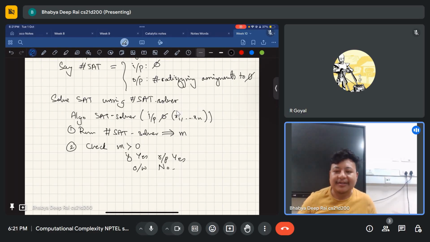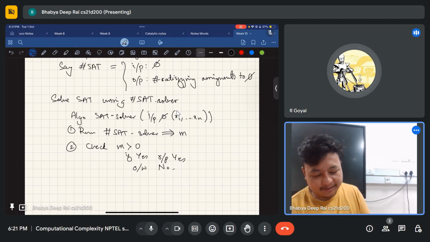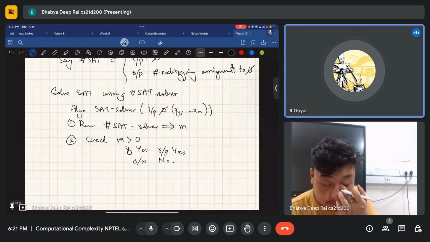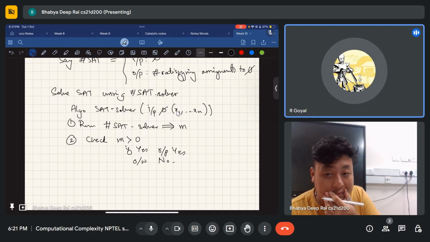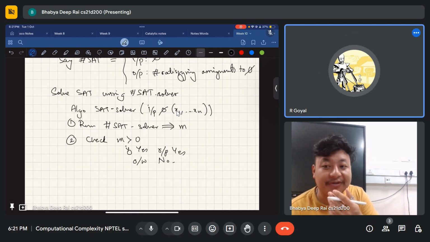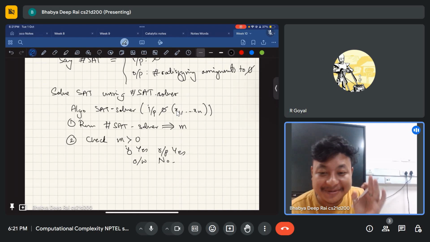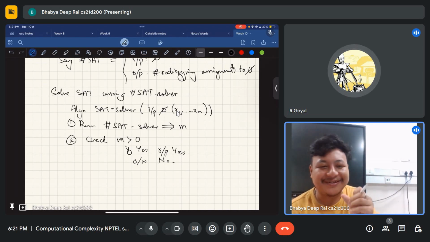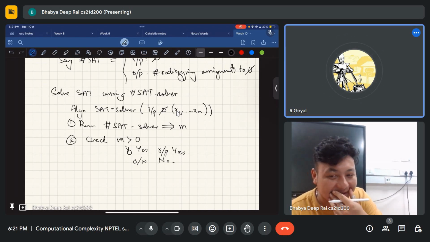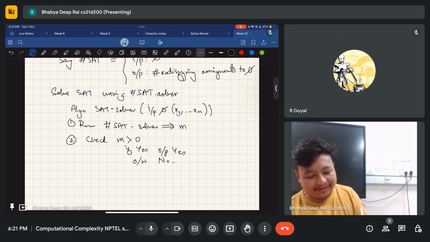Now, if you have an efficient SAT solver, then you can solve #SAT also easily. Sorry, I mean if I have an efficient #SAT solver, I can solve SAT easily. That is true.